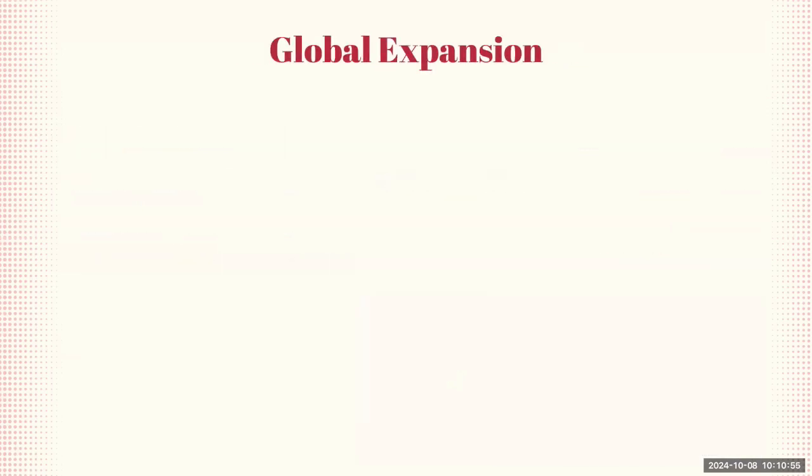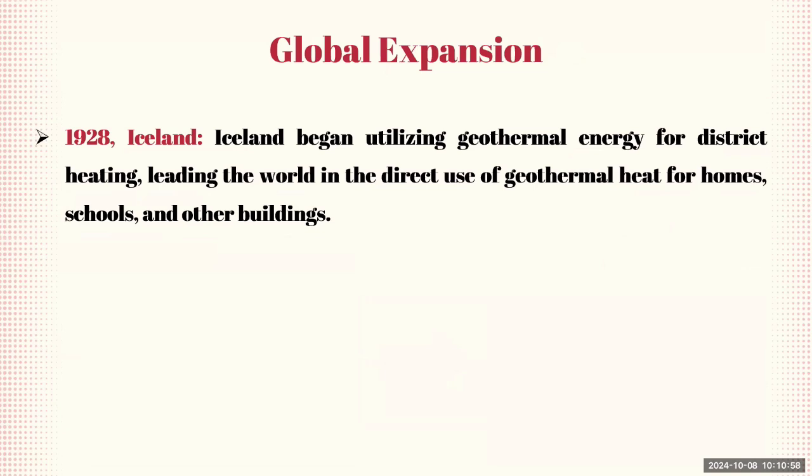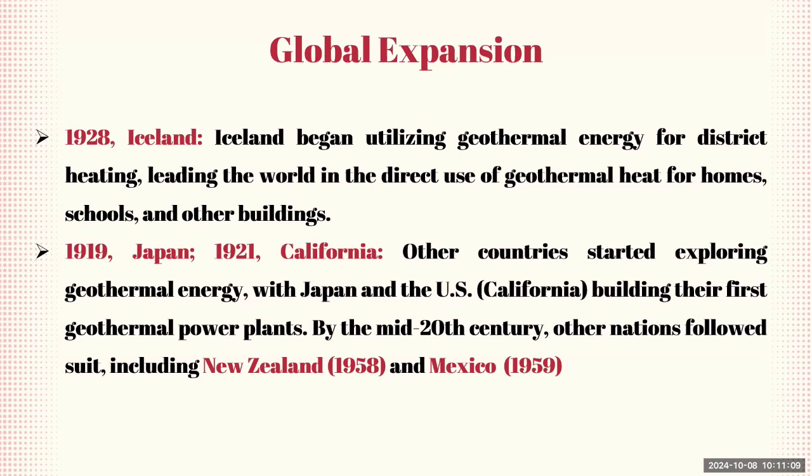So after that, we have the global expansion, where in 1928, Iceland began using geothermal energy for district heating, becoming a world leader in the direct use of geothermal heat for homes, schools, and other buildings. Earlier, in 1919, Japan, and in 1921, California, began exploring geothermal energy with the construction of the first power plants. And by the mid-20th century, other countries joined, including New Zealand in 1958 and Mexico in 1959. This growth shows the global potential and interest in geothermal energy from an early time.